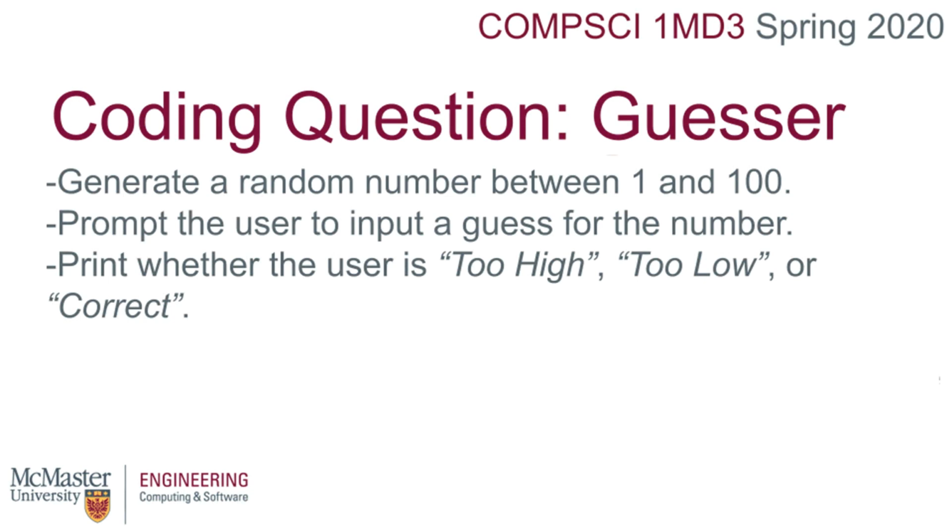Now in this game, the first thing that has to be done is we have to generate a random number between 1 and 100. The next thing that our program has to do is it has to prompt the user to input a guess for that number. So we're going to ask the user through the program to guess the number as an integer. And the final thing the program has to do is it has to tell the user if their guess is too high, too low, or correct. So take a few minutes and try to code this question. I'm very confident that you can do it.